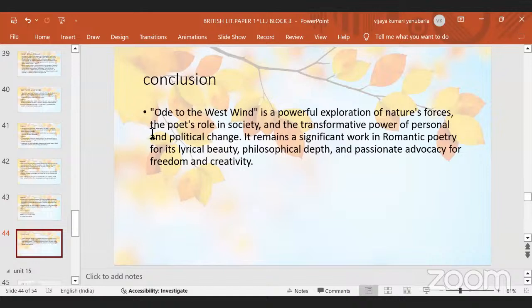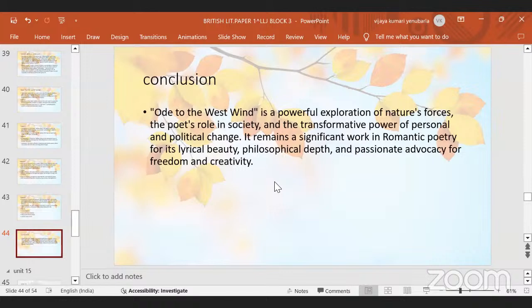So, Ode to the West Wind is a powerful exploration of nature's forces, the poet's role in society, and the transformative power of personal and political change. It remains a significant work in romantic poetry. So, it is a powerful exploration. We are talking about the poem, so it is about nature's force.